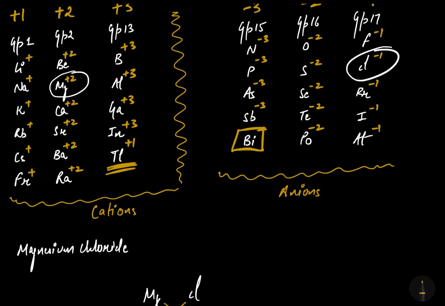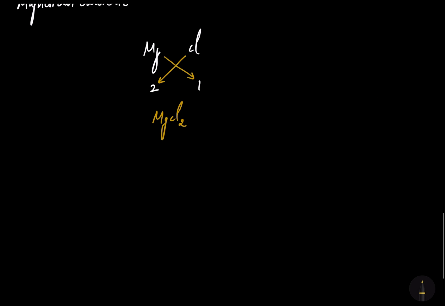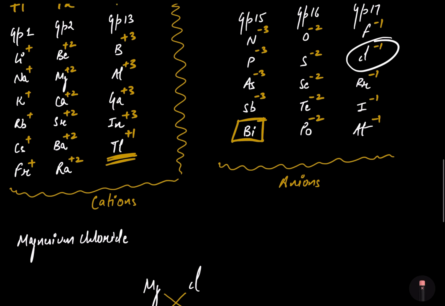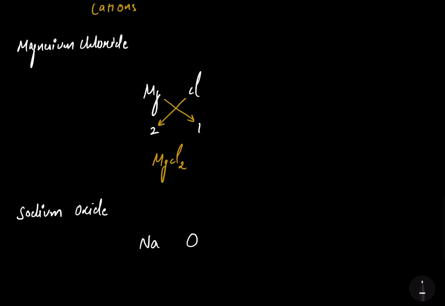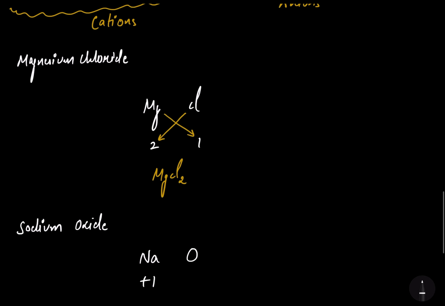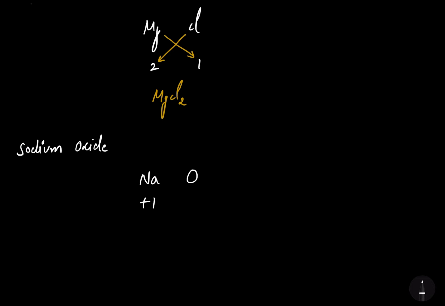Let's talk about sodium oxide. Now I'm talking about the sodium oxide. What's the symbol for sodium? It's Na. What's the symbol for oxygen? It's O. Now the oxidation state of sodium is +1. Just write +1 over here. And what's the oxidation state of oxygen? It's -2. So I'm writing -2 over here.